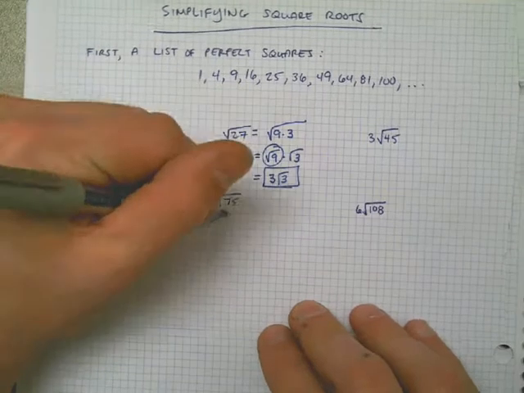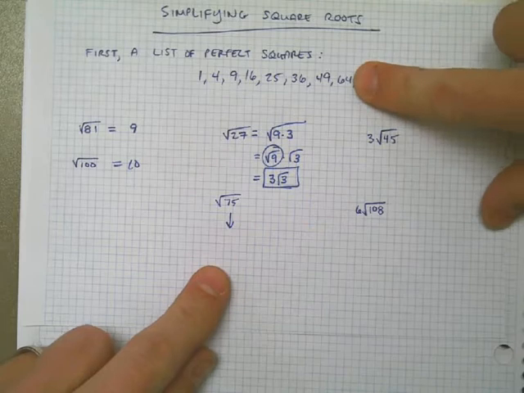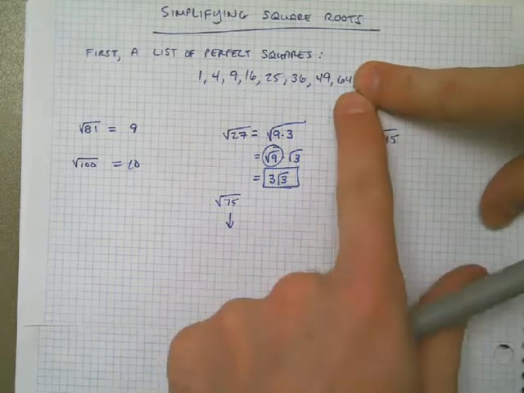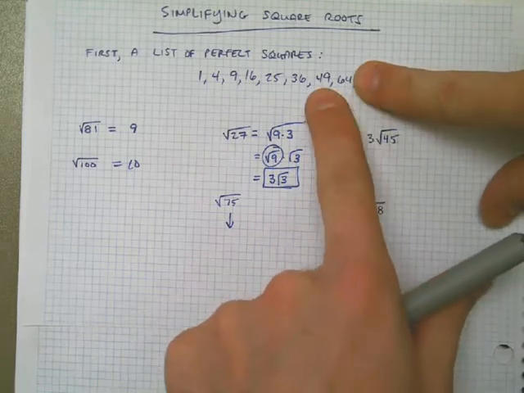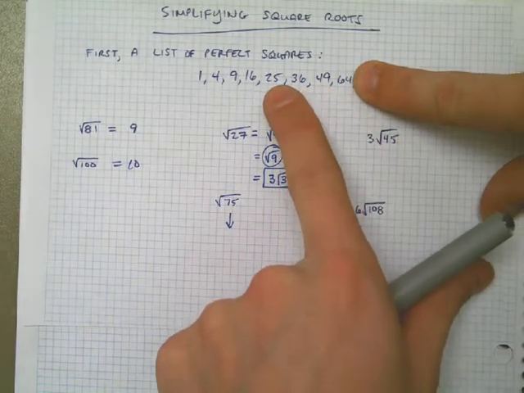Let's try this example down here. Okay, square root of 75. I go to my list and I say, okay, I'm going to start right here. I'm going to work my way down and find out what goes into 75. 64 doesn't. 49 doesn't go into 75 evenly. 36 does not. 25 does.